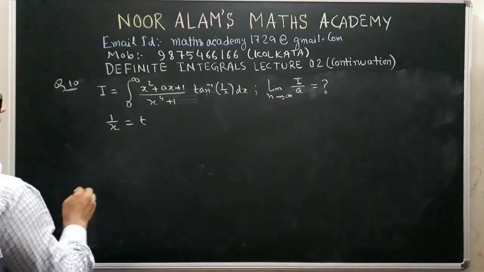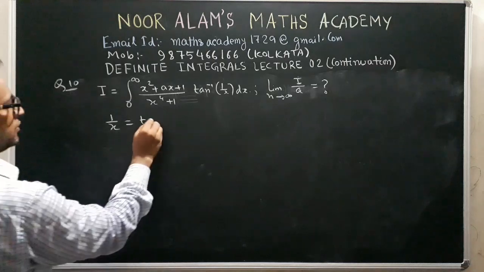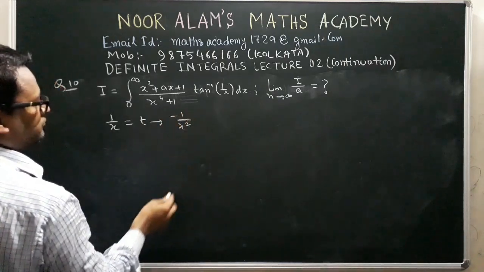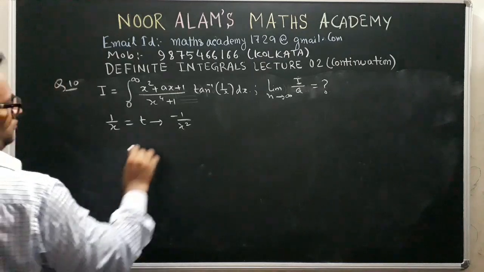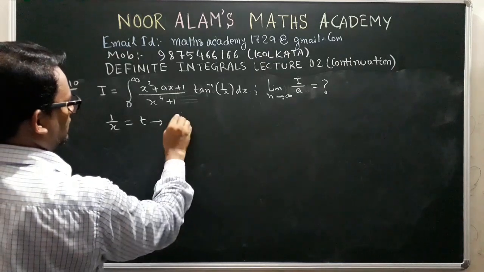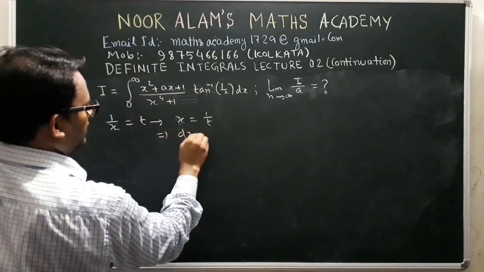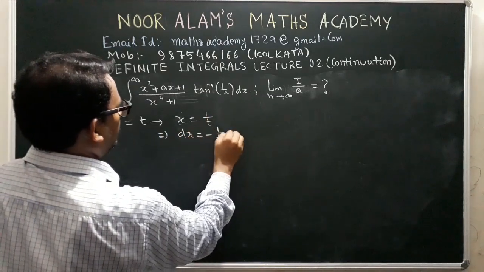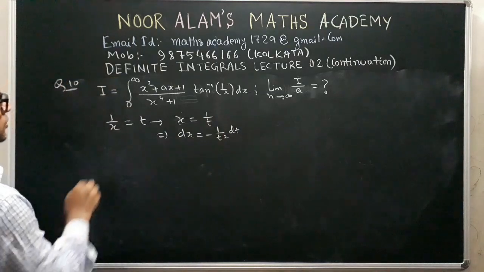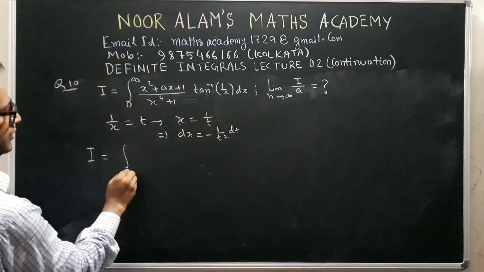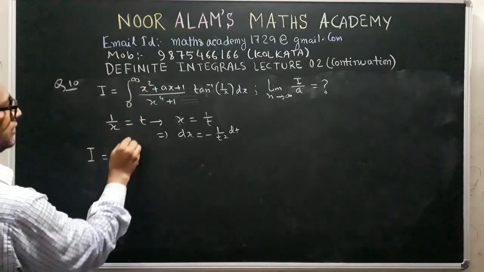So 1 by x I am taking as t. So from here we do the derivative, we get 1 by x square, and I can write it in this way: x is equal to 1 by t. Therefore doing the derivative, dx is minus 1 by t square dt. So now what are the limits? When x is equal to 0, t becomes infinity. When x is equal to infinity, t becomes 0.